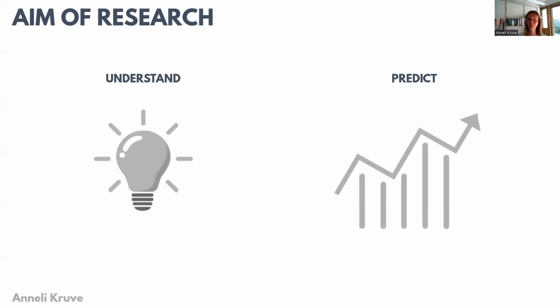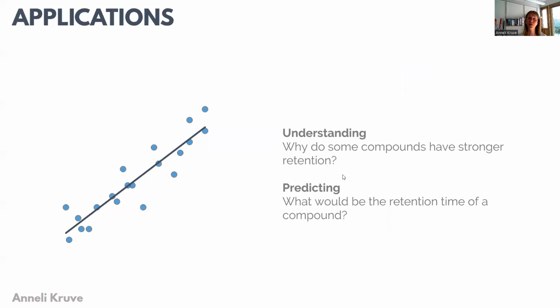So for example, when you look at retention in chromatography that you have all learned and used before, the understanding could be: why does one of my analytes retain more strongly than another? What's the difference in their structure that is actually causing this difference in retention? And this is something where multivariate analysis can help us answer the question.